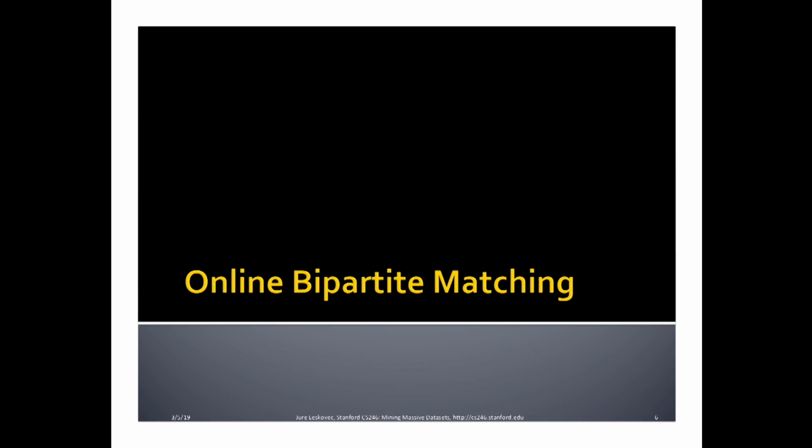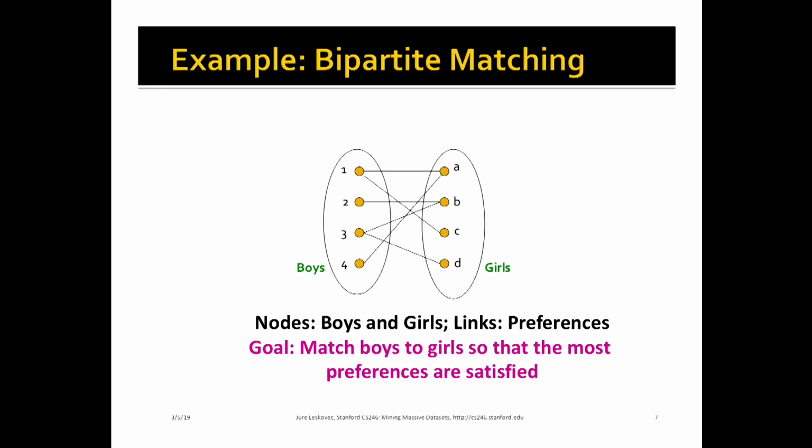Okay, we need a bit of background about online bipartite matching. So this is an example of a bipartite graph in which you have basically boys on the left and girls on the right. Okay, and then there are links that basically represent a kind of connection, a relationship between a boy and one or more girls, or vice versa.